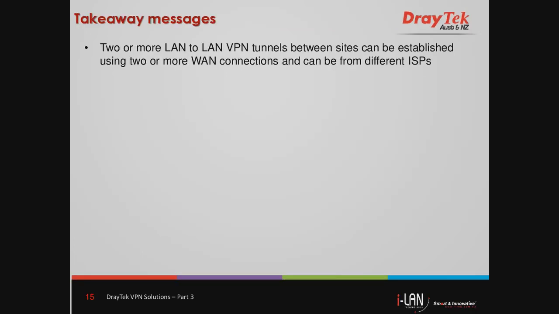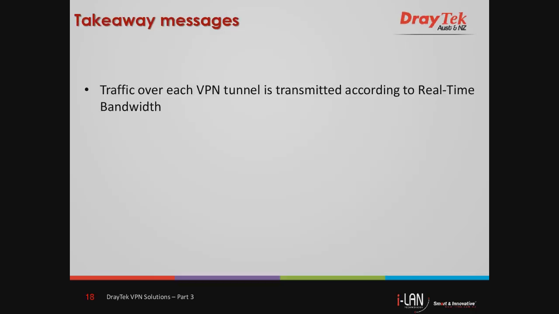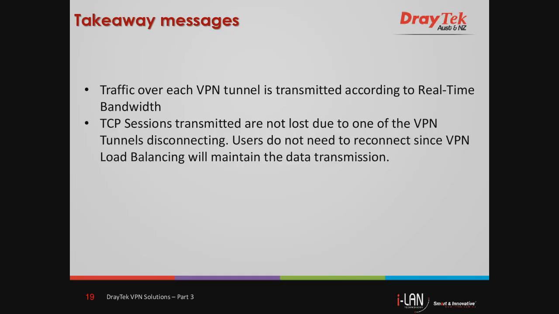So to recap, two or more LAN-to-LAN VPN tunnels between sites can be established using two or more WAN connections, which can be from different ISPs. VPN load balancing provides high availability, increased performance and scalability, and redundancy if one of our WAN connections fails. Traffic over each VPN tunnel is transmitted according to real-time bandwidth. If we drop one of our VPN tunnels, we don't lose our TCP session and everything continues on as if nothing happened, just slower.